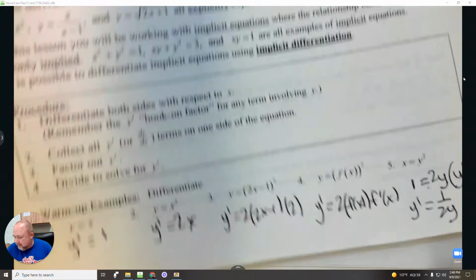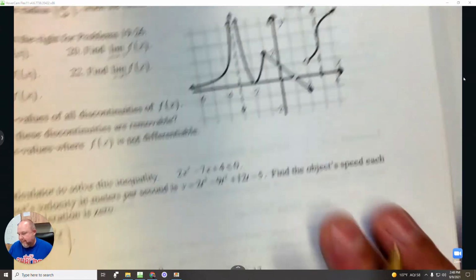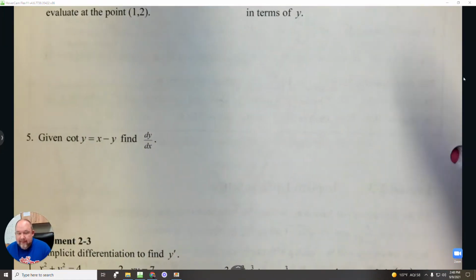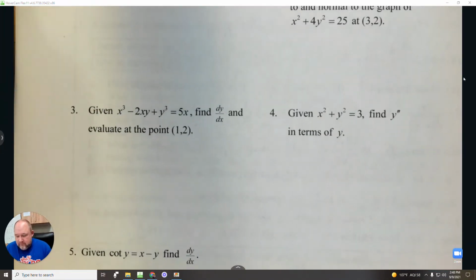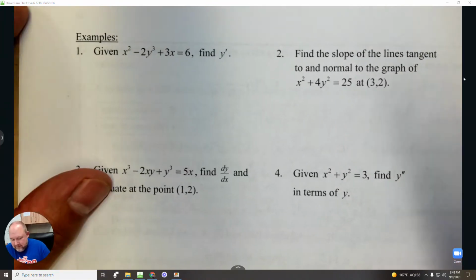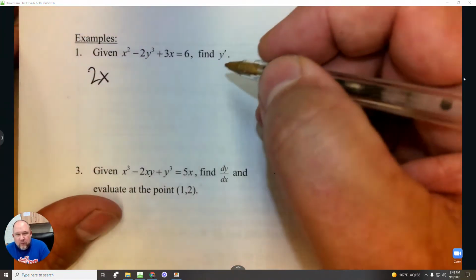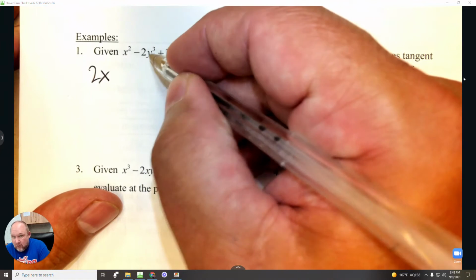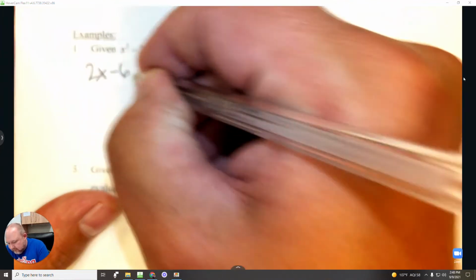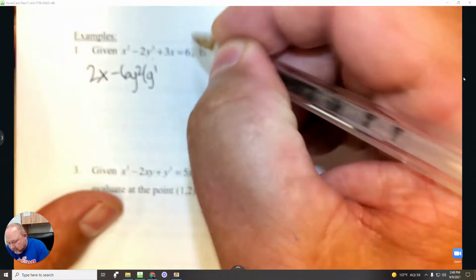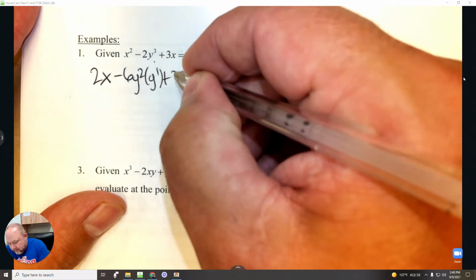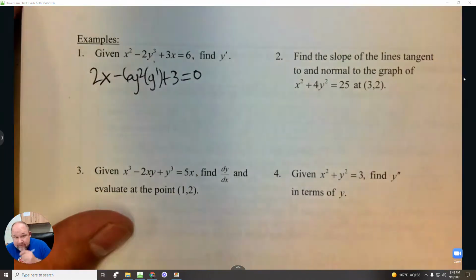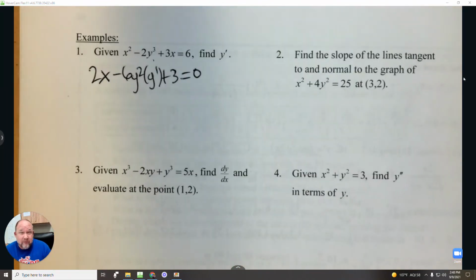All right, turn the page. I want to take the derivative. There it is, implicitly. So if it's x, just what we've done, y, I need a hook after it. So that's negative 6y squared, but I need that hook. The derivative of 3x is 3, and the derivative of 6 is 0.